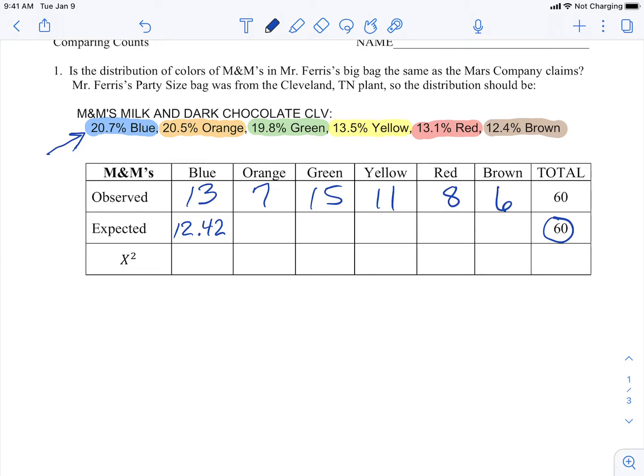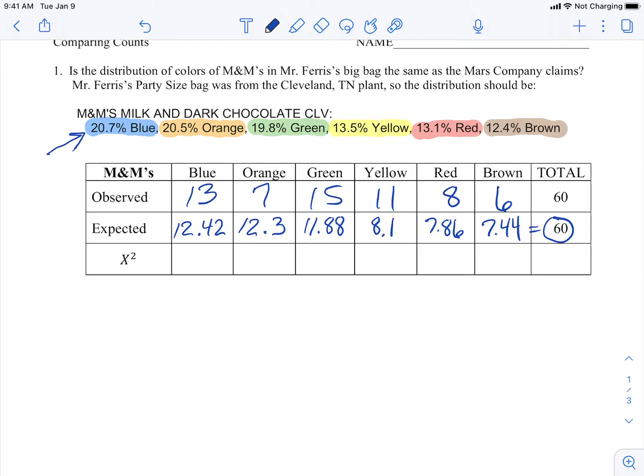So if we go on down the line and take 20.5% out of 60, we get 12.3. The green percent is 19.8 out of 60. That's 11.88. And we leave all the decimals in there, at least for our table. For yellow, 13.5% of 60 would be 8.1. For red, 13.1% of 60 is 7.86. And for brown, the expected count is 7.44. And if you wanted to check those, you would want to make sure they add up to 60, which they do. I checked that already.